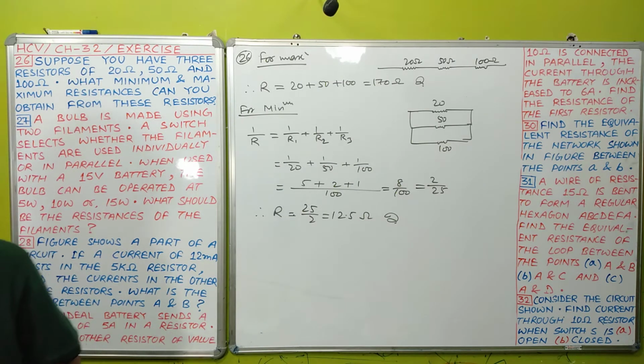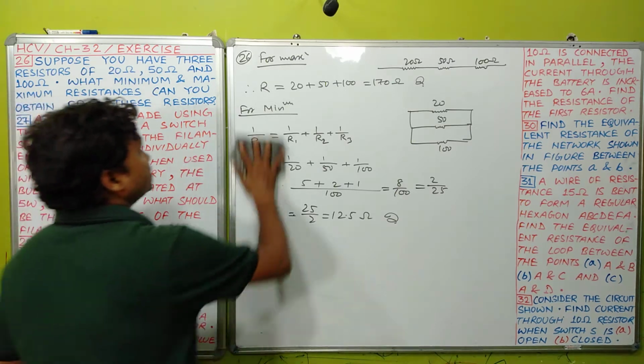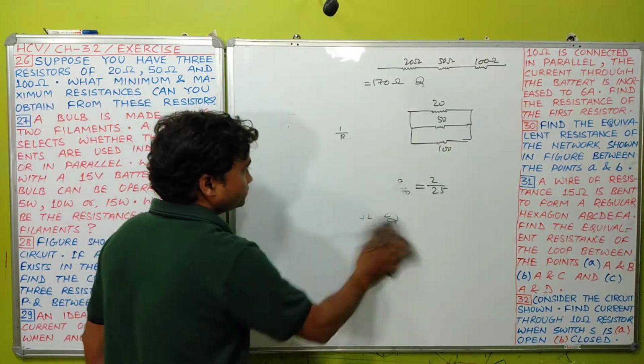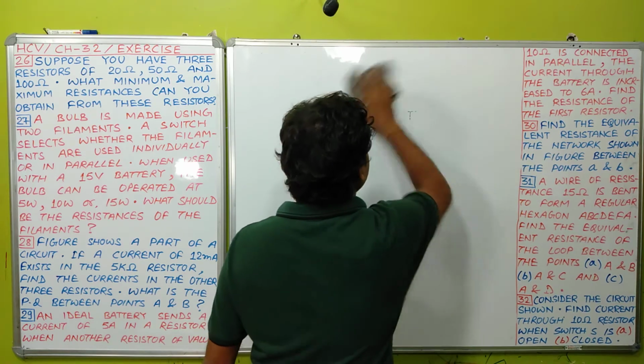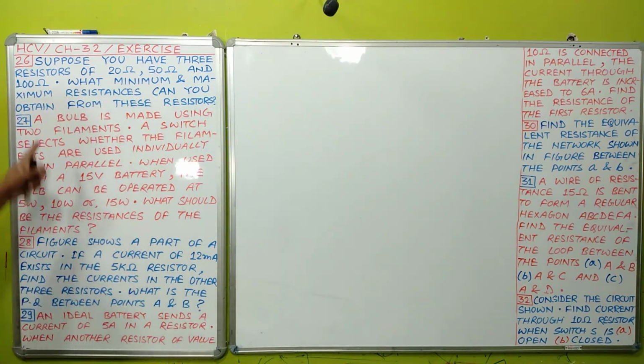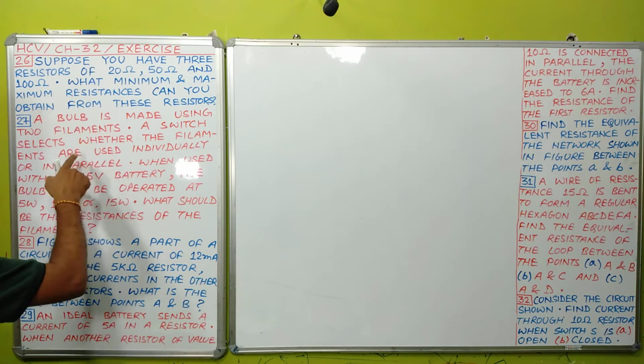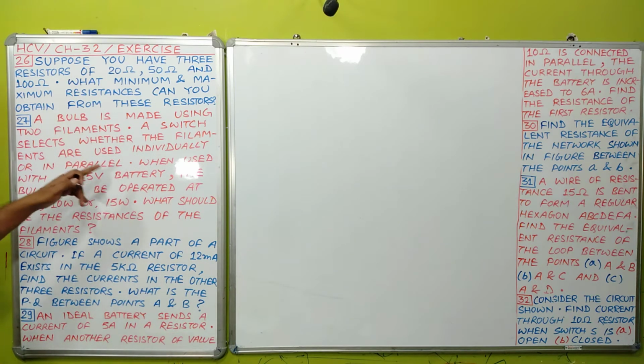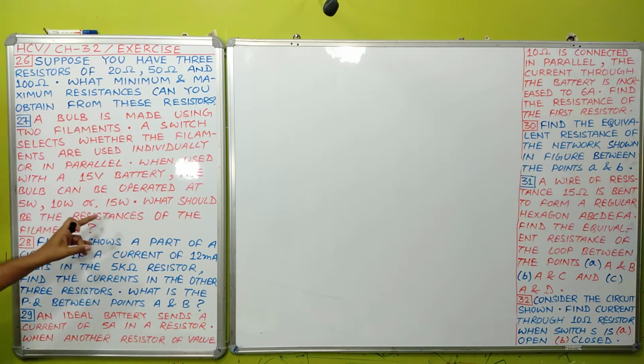And now we will solve question number 27. Student, this question is saying a bulb is made using two filaments. A switch selects whether the filaments are used individually or in parallel. Okay, when used with a 15 volt battery, the bulb can be operated at 5 watt, 10 watt or 15 watt. What should be the resistances of the filaments?